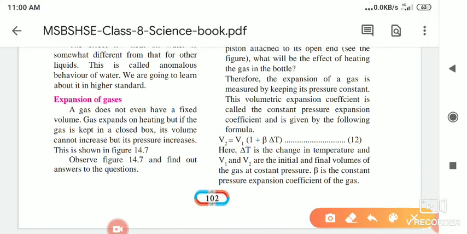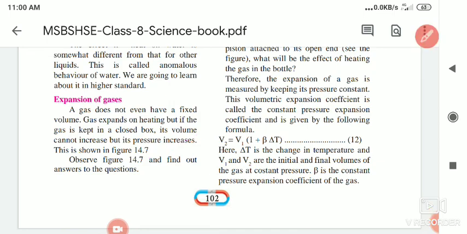So here they told you pressure increases. You know, there are some news reports whenever we are traveling in the summer season. At that time there is a possibility that the tires and tubes of vehicles break. Why does this happen? Due to the road temperature, the air present inside the tire expands, and due to this the tire and tubes break. This is nothing but the expansion of gases.